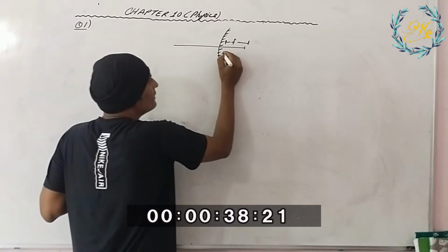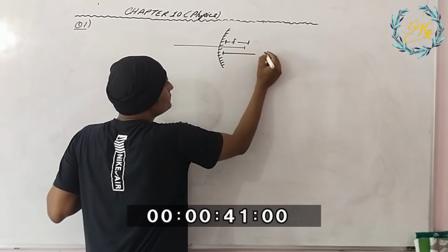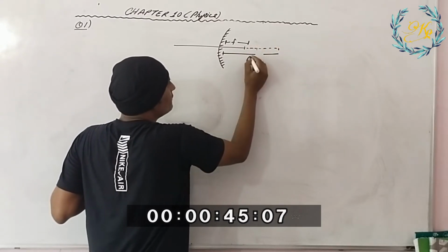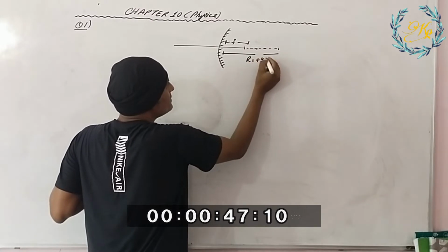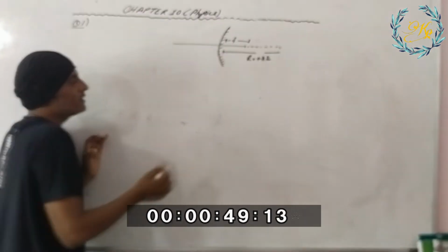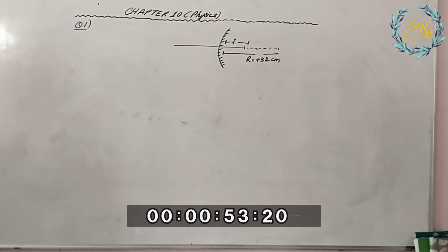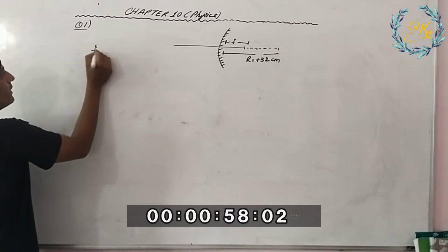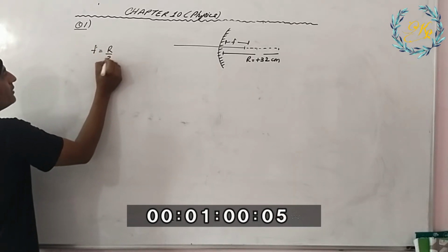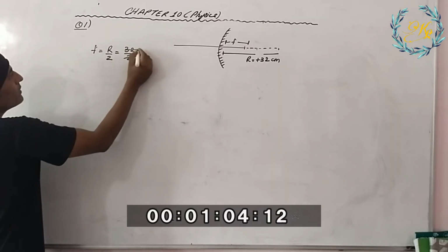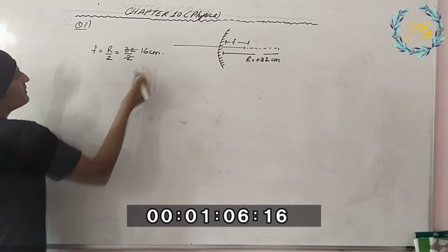We know that focal length is half the radius of curvature. So this is the value of radius of curvature. The value is plus 32 centimeter. Now earlier we have done the relation between these two, that the focal length is half the value of radius of curvature. So replacing the value, I get 32 upon 2. The answer is 16 centimeter.